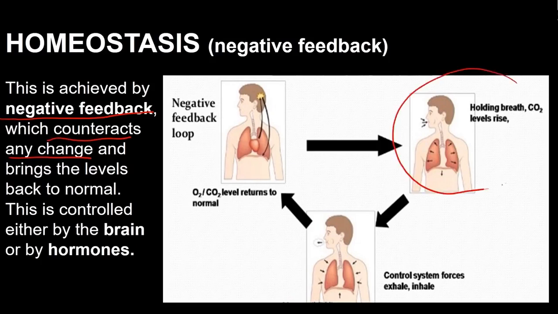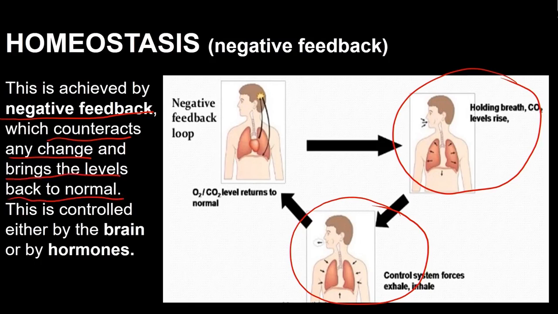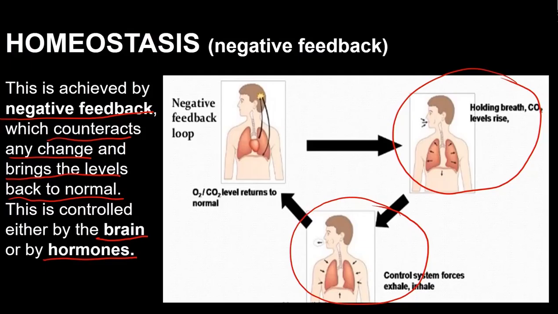For example, here, you're holding your breath, the carbon dioxide levels in your blood rise. Too much carbon dioxide, we've got to bring it back to normal. So the control system forces you to inhale or exhale to bring the levels back to normal. Now, the control centers that control these different aspects are either the brain or in some cases certain glands which secrete hormones.